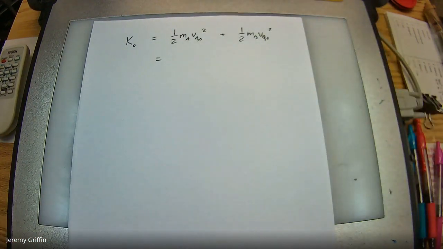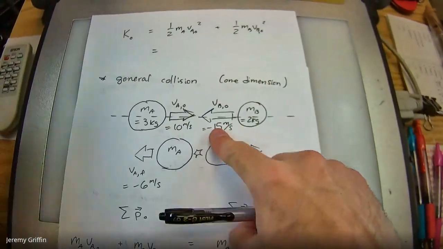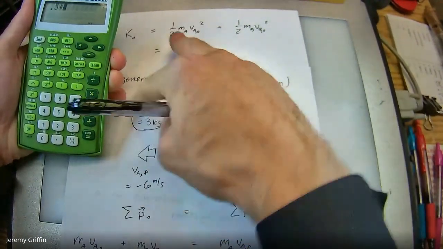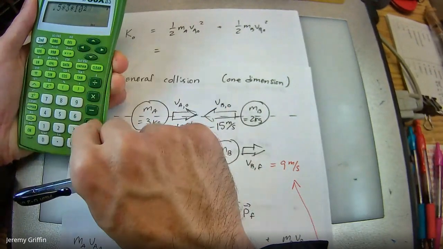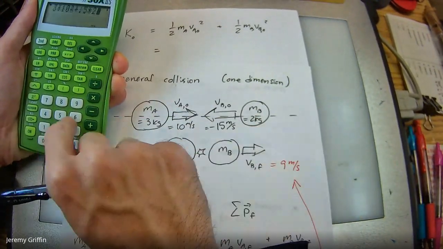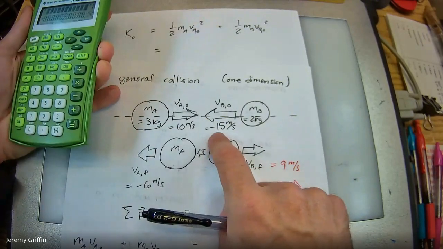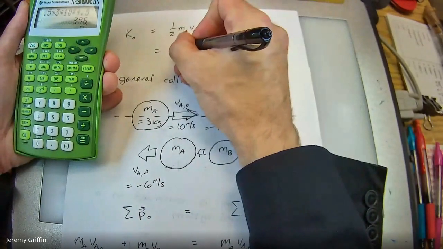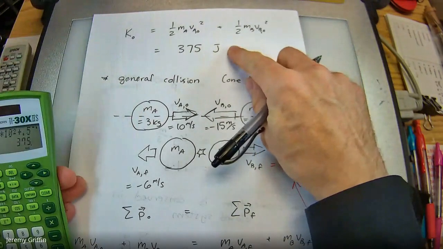So here, what were these numbers? Let's do this on my calculator screen. 1/2 times 3 kilograms times 10 meters per second, and then square that, that's speed, plus 1/2 times 2 kilograms times 15 meters per second being squared. Now, it's negative, but negative squared just goes away anyway. It's going to be 375 joules of energy. Okay, 375 joules. Is that?